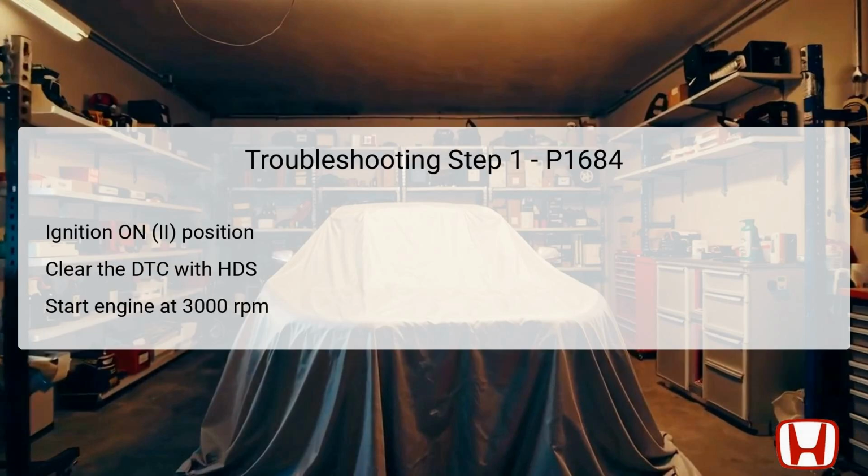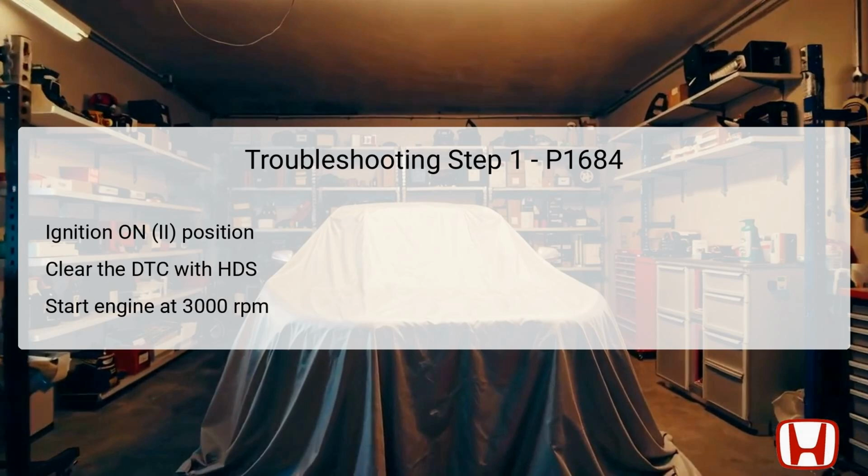To commence the troubleshooting process for the P1684 code, the technician first needs to turn the ignition switch to on, or select the on mode by pressing the engine's start-stop button. Following this action, the next imperative step is to clear the DTC using the Honda Diagnostic System, HDS, which will reset the error codes stored in the PCM.